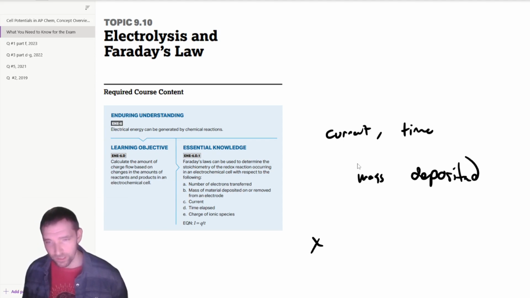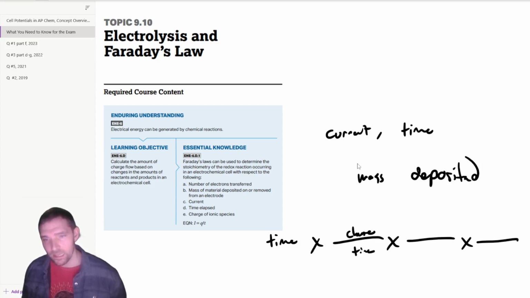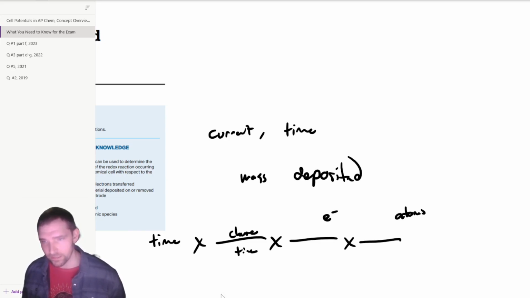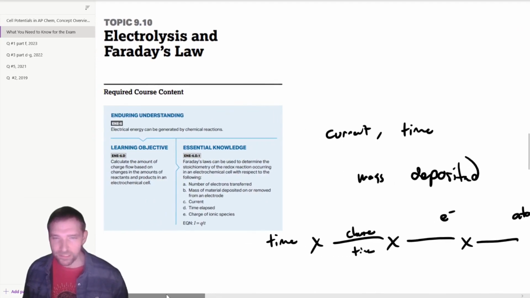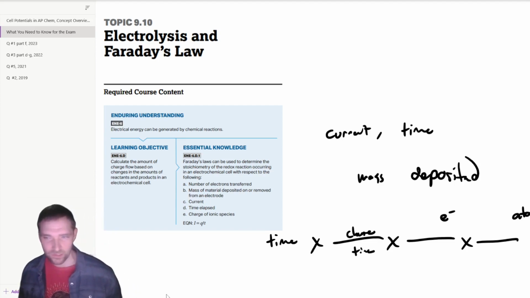And there's going to be some sort of dimensional analysis where you're canceling things out and you're going to be working with time. You're going to be using the current, because that will be some charge over some time, to then ultimately relate that charge to electrons and then the atoms that are being deposited. Then you're going to use molar mass to get the grams. So there's usually some sort of mass that's being formed. But you need to be careful because this question can be almost a trick question. We'll go over that in the example questions.